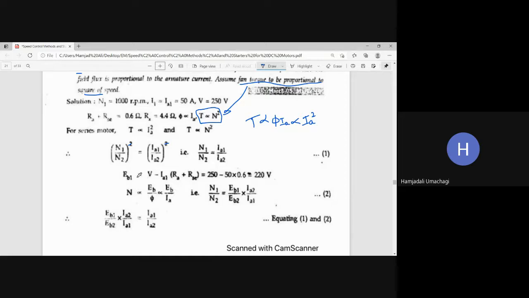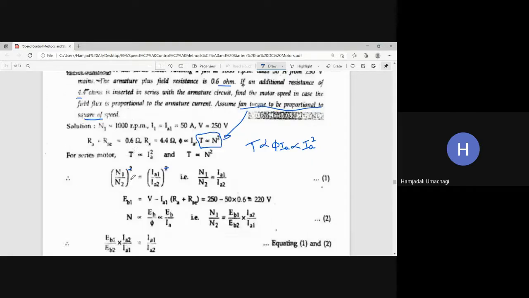Now back EMF for initial speed 1000 rpm. So EB1 is equal to V minus Ia1 into Ra plus Rsc. V is 250, Ia1 is 50 and Ra plus Rsc is 0.6. So EB1 value is 220 volts.